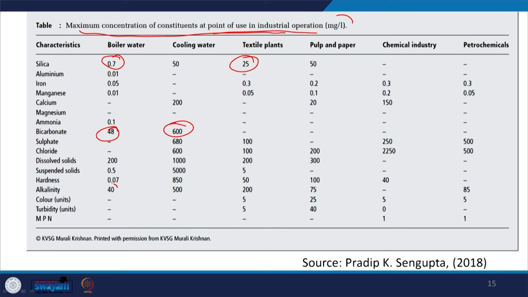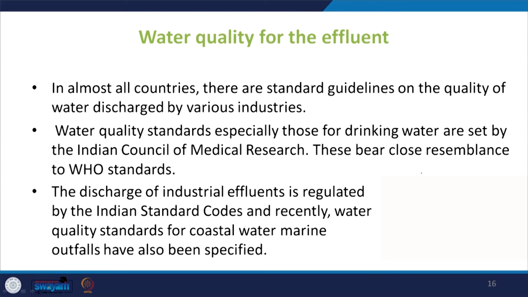Similarly, if we take the alkalinity, it is 40 milligram per liter in the boiler water, and 500 milligram per liter maximum concentration for the cooling water. Similarly, for textile plant it is 200, pulp and paper 75, and if we take the petrochemical plant it is 85.